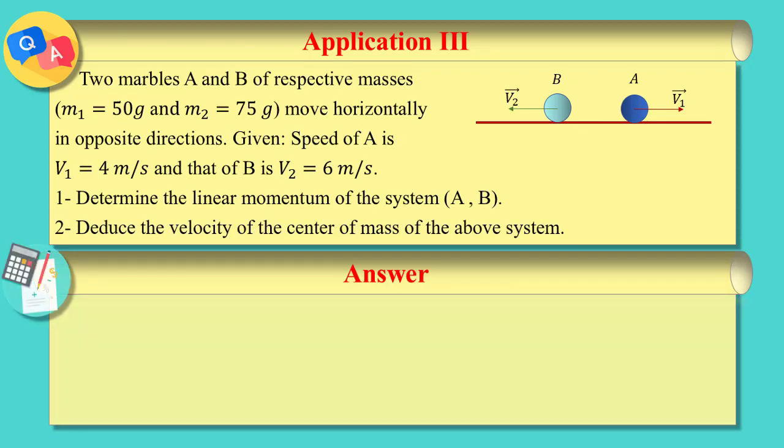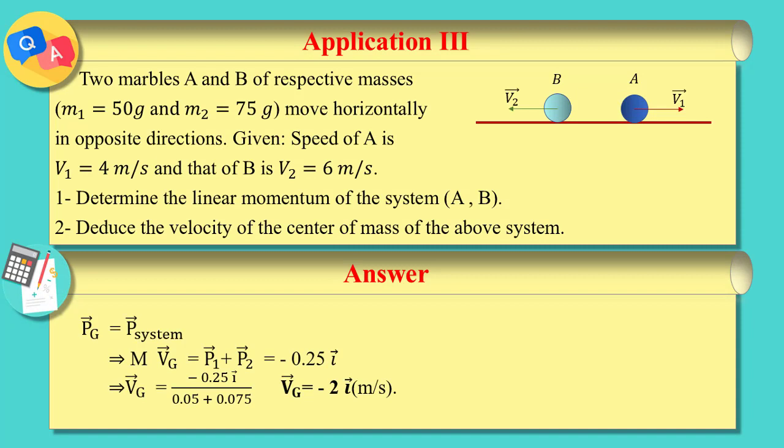Deduce the velocity of the center of mass of the above system. Pg equals P of the system. So write instead of Pg, m Vg equals P of the system, and P of the system is found to be minus 0.25 I. The mass of the system is the addition of 0.05 plus 0.075, and by calculation you can find Vg vector as minus 2I, of course in meters per second.